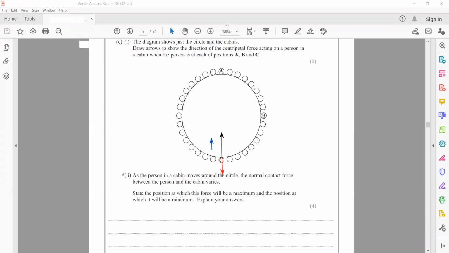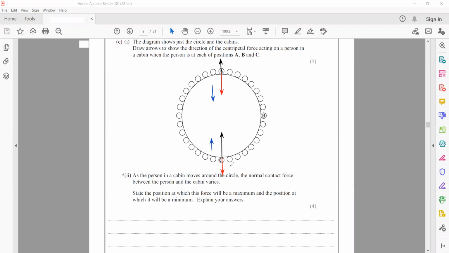And the same way at point A, the weight is acting down, so the normal contact force is acting up. So what will be the result here in this case? Because we want the resultant towards the center, the resultant should be directed towards the center. So as you can clearly see, to create a resultant towards the center, for position A the normal contact force is smaller, but for position C the normal contact force is higher.